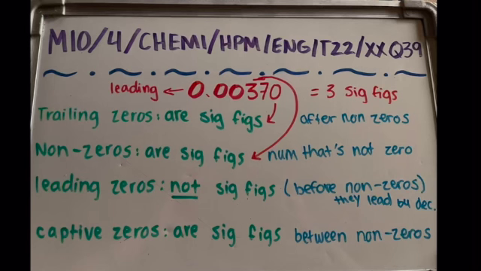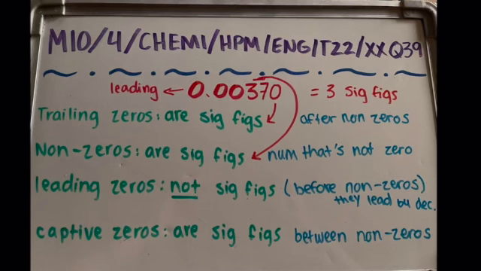First off, we have trailing zeros. Trailing zeros are considered significant figures and they come after the non-zeros. The zero after the 7 in our question is a trailing zero. Non-zeros are considered significant figures and they're any number that's not a zero. So for example, in our question, non-zeros are number 3 and number 7.